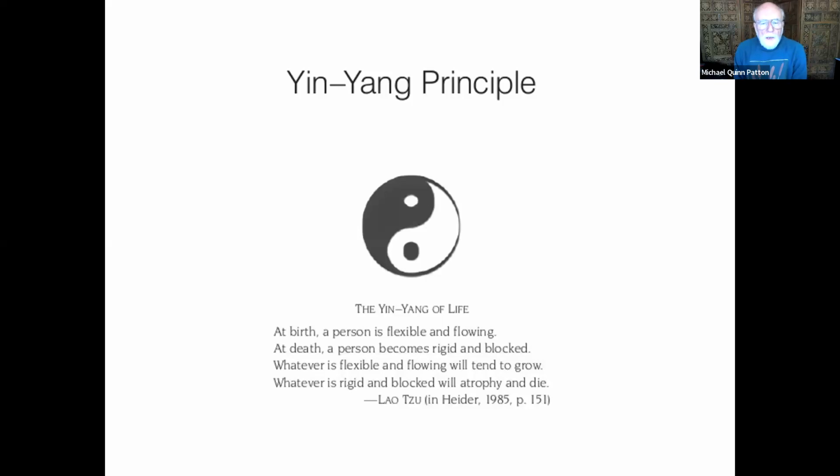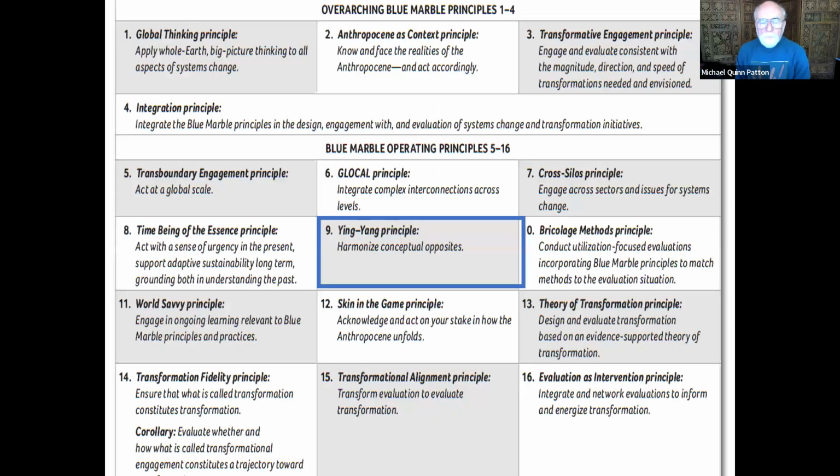The yin-yang principle opens with the yin-yang of life. At birth, a person is flexible and flowing. At death, a person becomes rigid and blocked. Whatever is flexible and flowing will tend to grow. Whatever is rigid and blocked will atrophy and die, from Lao Tzu. And so in the Blue Marble evaluation principles, one of the operating principles is the yin-yang principle, to harmonize conceptual opposites.